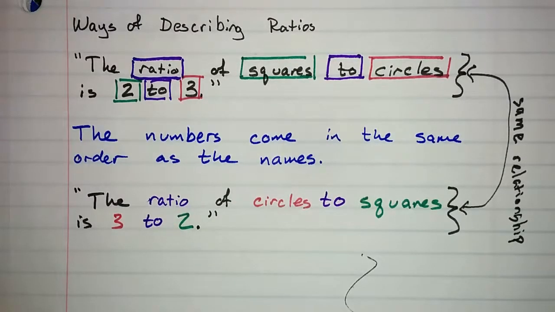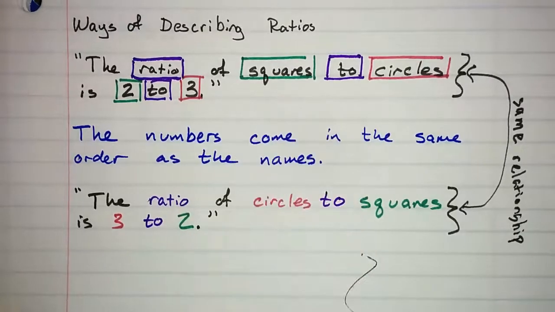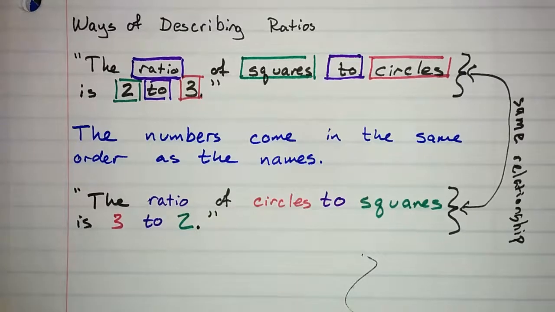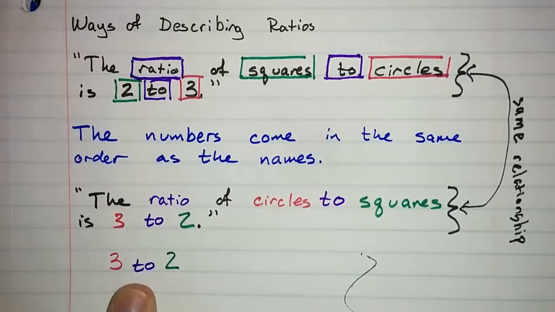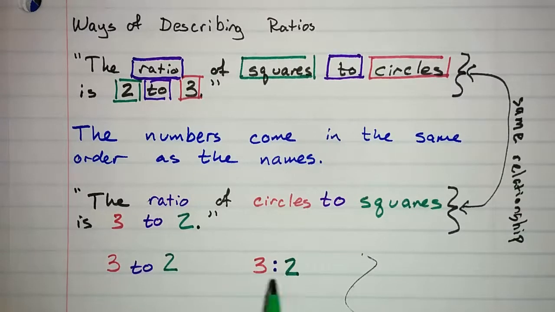If I ask you for the ratio of squares to circles, and you give me the ratio of circles to squares, that's just wrong. So again, the numbers come in the same order as the names of the quantities when we're describing the ratio. In addition to using the word "to," there are two other ways that we can write a ratio. The simplest thing that we can do is to replace the word "to" with a colon. So we can write 3:2 to mean the ratio 3 to 2.